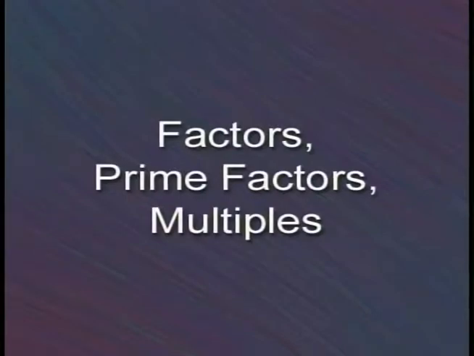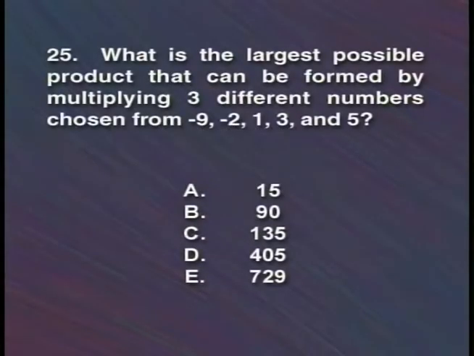Problem 25. What is the largest possible product that can be formed by multiplying 3 different numbers chosen from -9, -2, 1, 3, and 5?